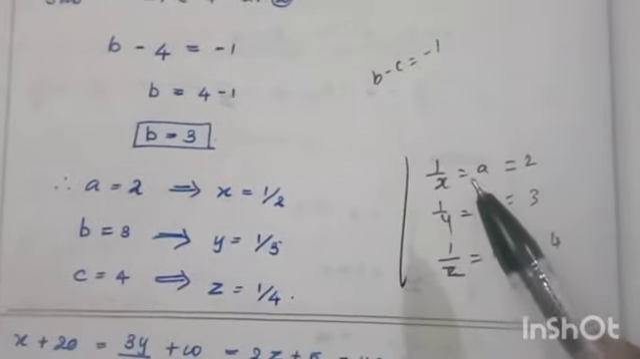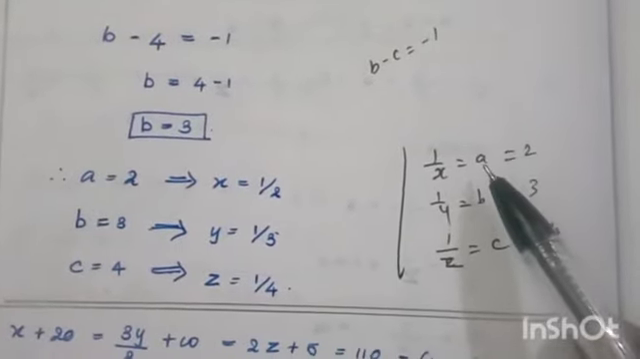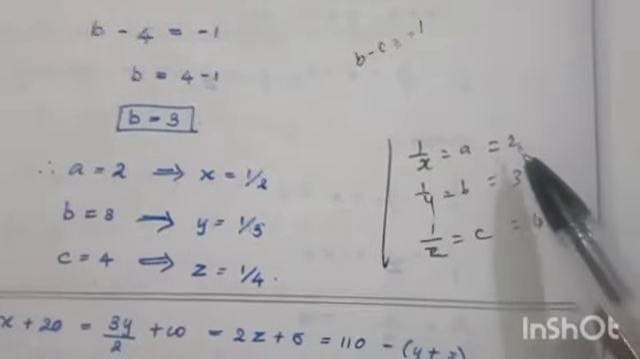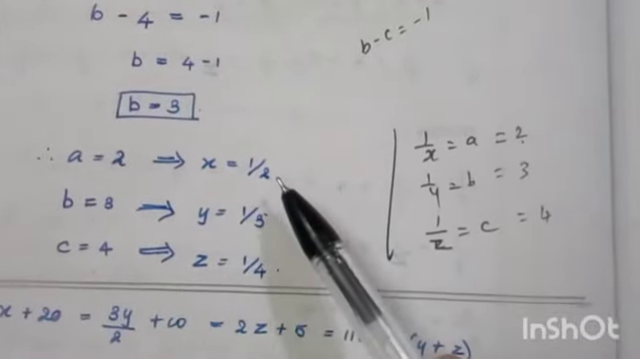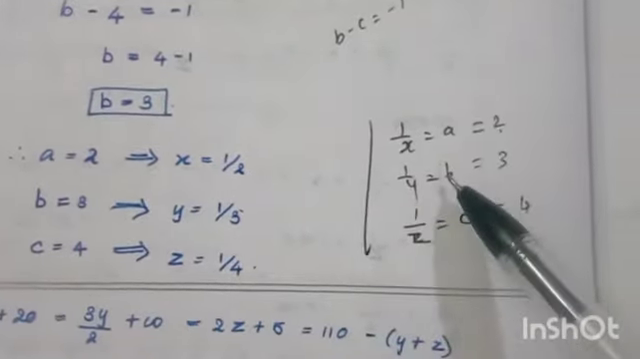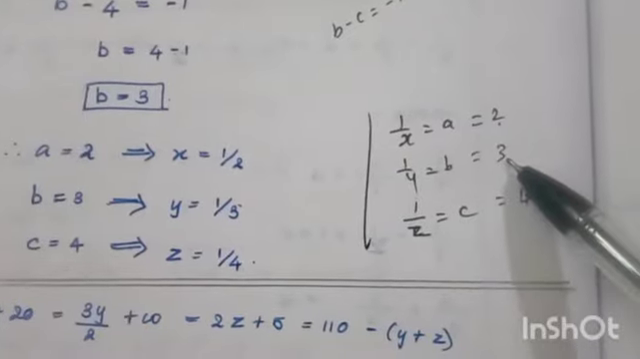Students listen, we considered 1 by x is a, the value we found is 2. So 1 by x is equal to 2. So this implies x is equal to 1 by 2. 1 by y equal to b, that b value we found is 3.